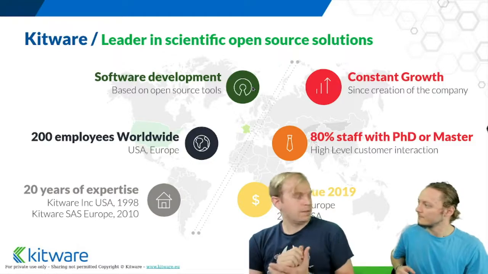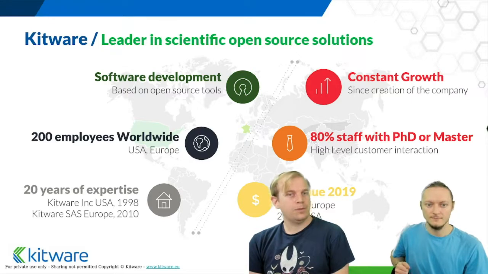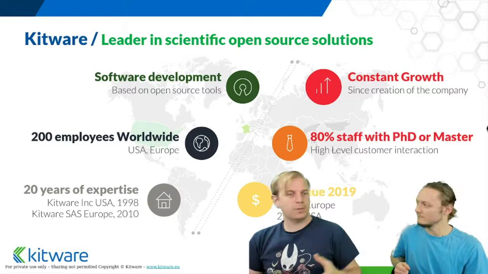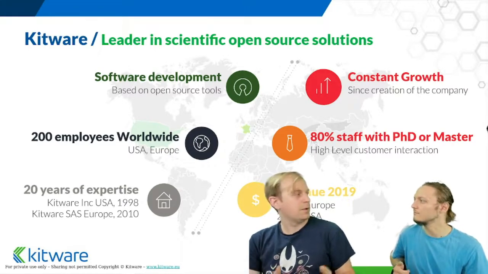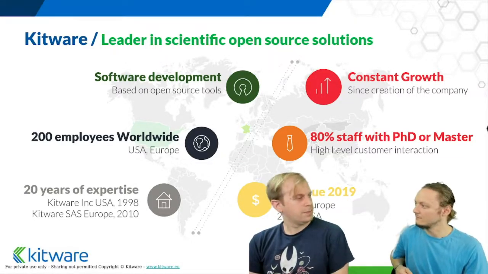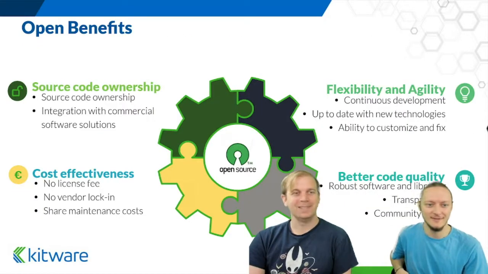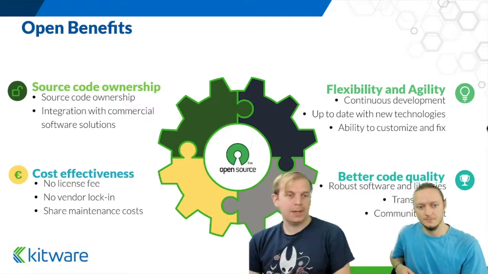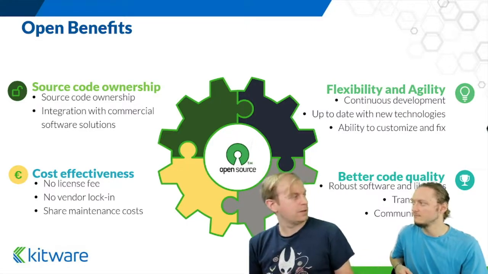Kitware, our company, is the developer of basically ParaView and VTK, and a leader in scientific open source solutions. We develop many open source software. We have more than 200 employees worldwide, and Kitware has been existing for more than 20 years now, and we are in constant growth. So yeah, it's a great place to work, to be honest. And we hire. Yeah. We're working mostly with open source software, and we create open source software. So that will be of great value, especially as we will see with ParaView.